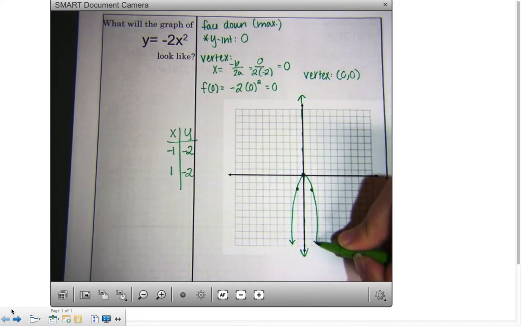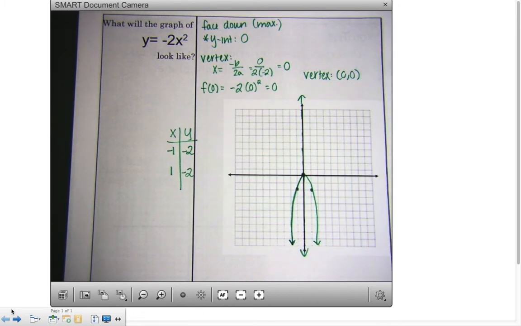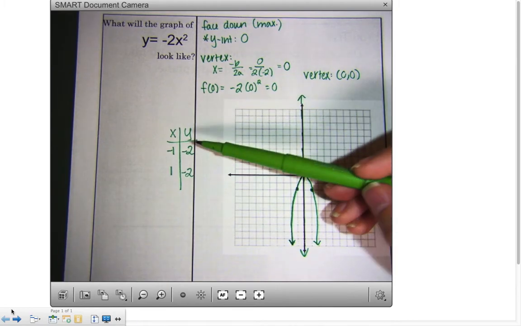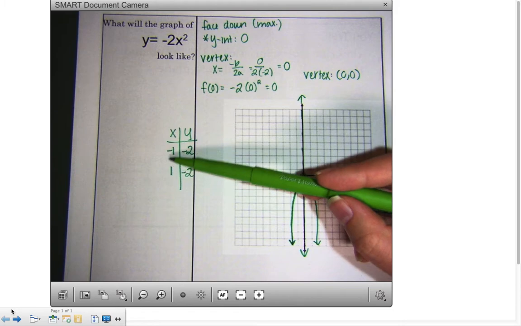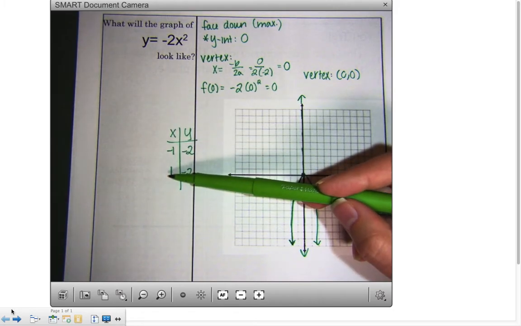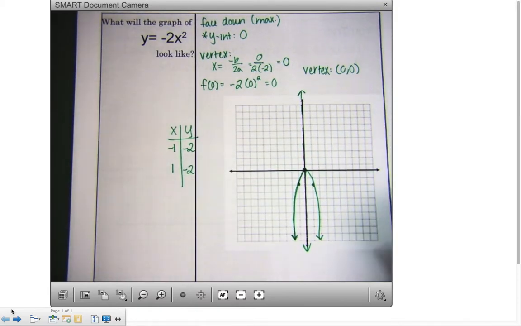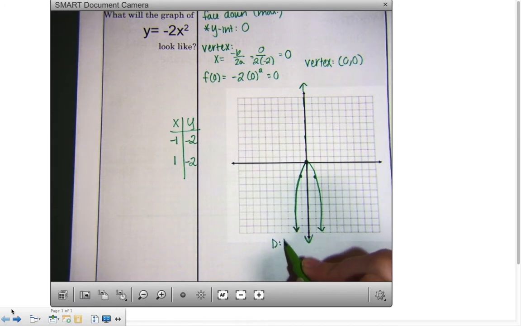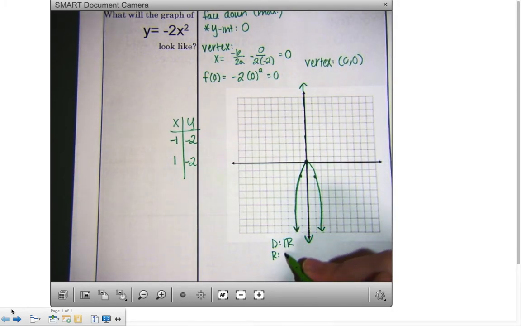So if you find the vertex and the y-intercept and they happen to be the same thing and you don't have any more points, just pick some x values to plug in and get y values out. It does not matter what x values you pick. You can even just do 1 and then use symmetry to find the third. Here, domain is all real numbers. Range, all your y values are less than 0. So y is less than or equal to 0.